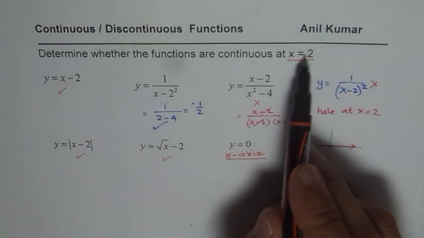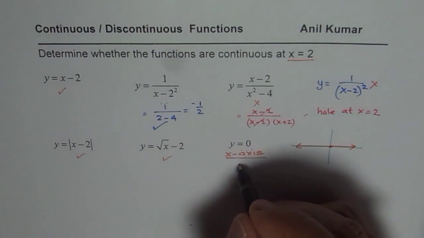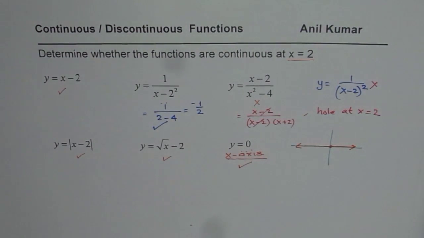What happens at x equals 2, right? Now, this is a function and it is always continuous. It is the x-axis. Do you get the idea, right? So that's an extremely important question, right?